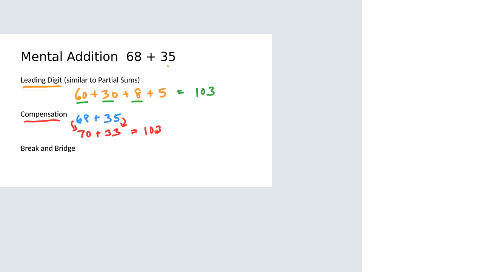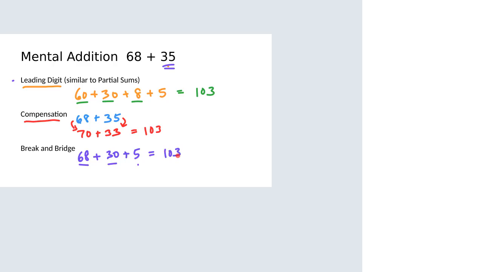Break and bridge is very similar to leading digit. Break and bridge, we're going to take 68 and leave it alone. The 35, we're going to break apart. We're going to make it 30 and 5. And the reason for that is then here, well, 68 and 30 I can do in my head. That's 98. And then I have 5 more to go to get to 103.